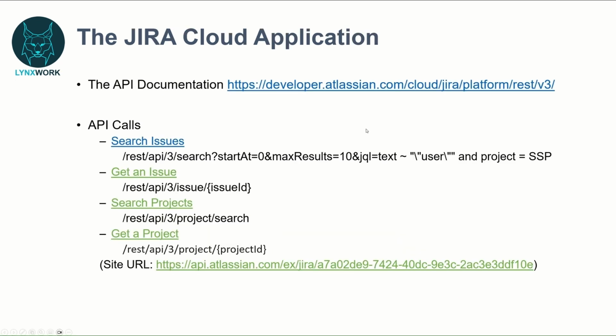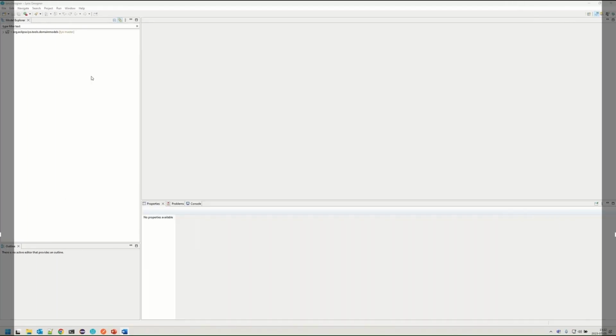I will here assume you are knowledgeable of the REST API of your application. On this link, you can find needed information about JIRA's REST API. We are interested in making these API calls to search issues, get a single issue, search for projects, get a single project. The very first step is to create a modeling project.